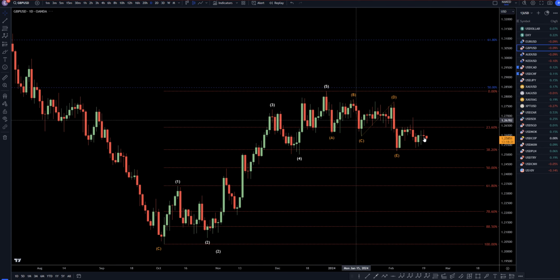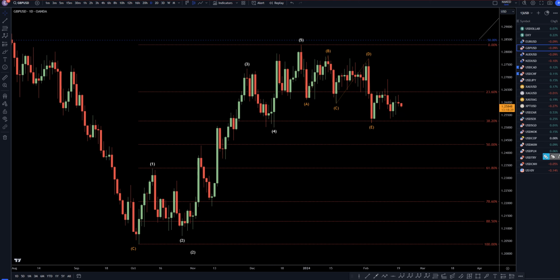So taking it down to the daily time frame, we were wondering if this was already the end of a correction because we definitely do see what looks like an A, B, C, D, E, a five-wave corrective pattern. Now it never did take out the lower wave four, which it doesn't necessarily have to, but normally it does. So we definitely need to keep an eye on it.